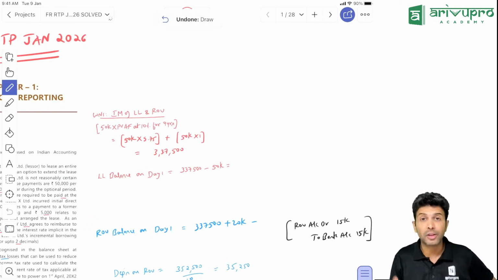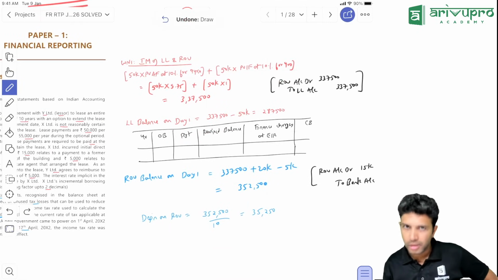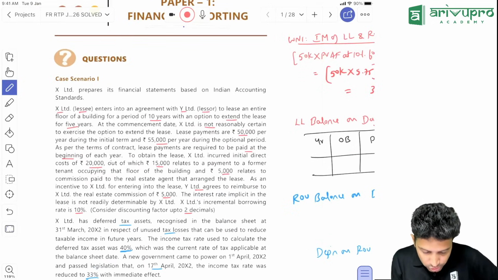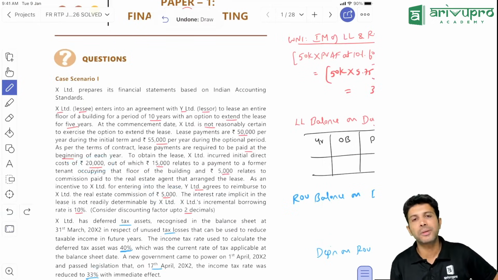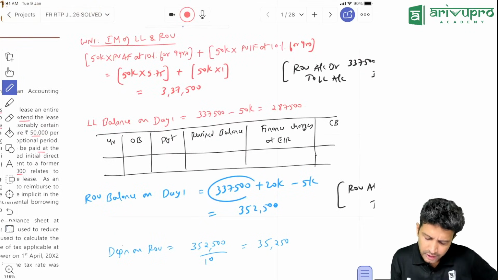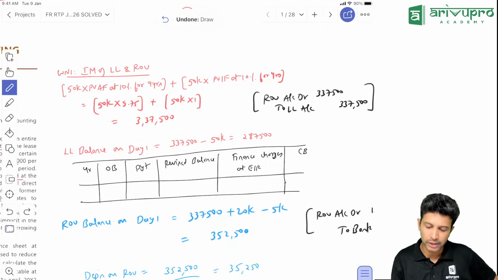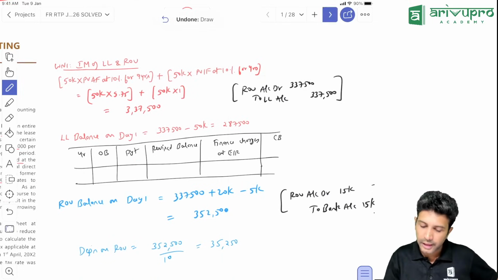Or maybe there is IDC also. No, hang on. So 337,500 is the value, but there is initial direct cost. Spent 20,000, reimbursed 5,000. That means net it's only 15,000, or you can show both. 337,500 as we got here plus 20,000 minus 5,000. So 352,500 will be the net ROU cost on day one.